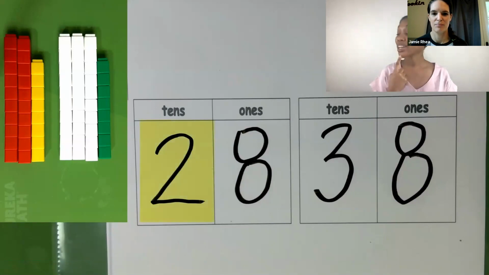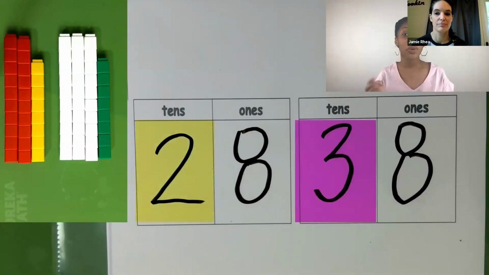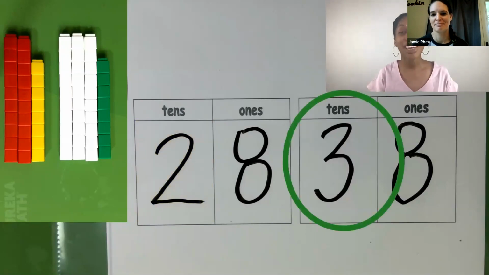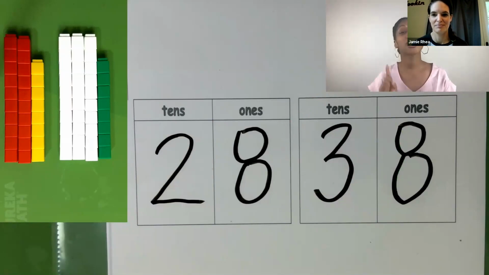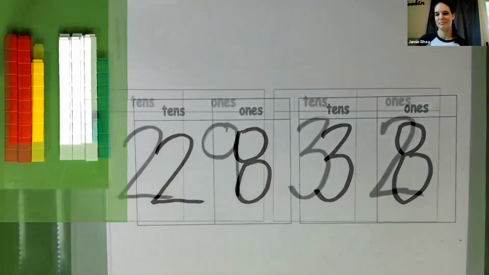I see a 2 in the tens place when I look at the number 28. And I see a 3 in the tens place when I look at the number 38. Which digit is greater, 2 or 3? 3. Yes, 3 is greater than 2. So that tells us that 38 is greater than 28. So we were able to look at the tens place to help us figure this out for this comparison problem. Let's compare another one.